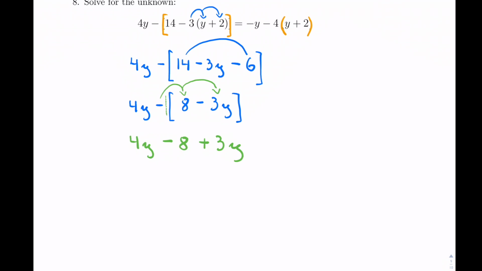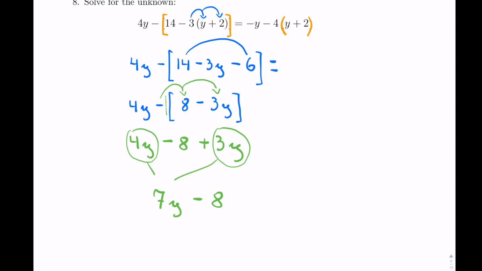And this leaves us with this 4y, and we also have a 3y. So we can collect these because they're like terms. So that will give me 7y minus 8. And that's as much as we can simplify the left-hand side. So let's go back to the right-hand side.